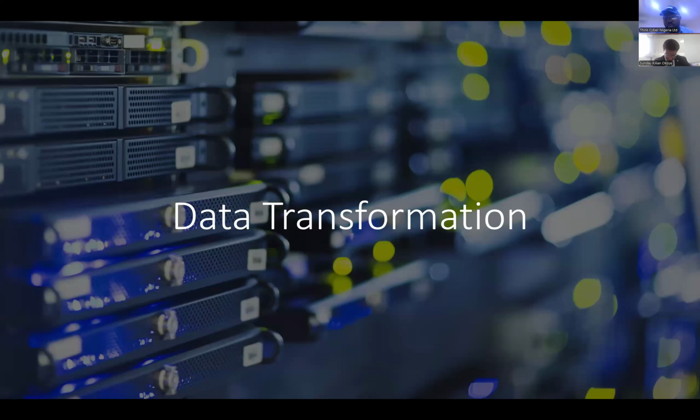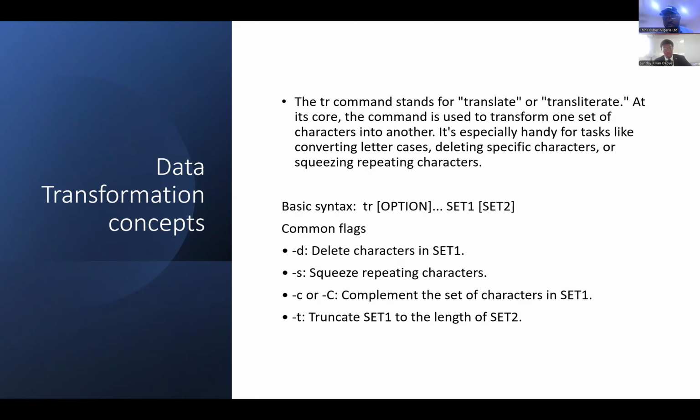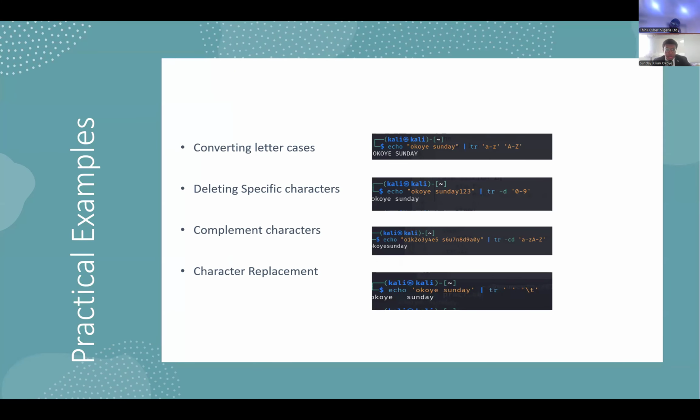So moving on to data transformation. The tr command, also known as translate or transliterate, at its core. This is the basic syntax of the tr command: tr followed by a flag, then set 1 and set 2. And these are the most common flags used. Some examples include converting letter cases, deleting specific characters, complementing characters, and character replacements.